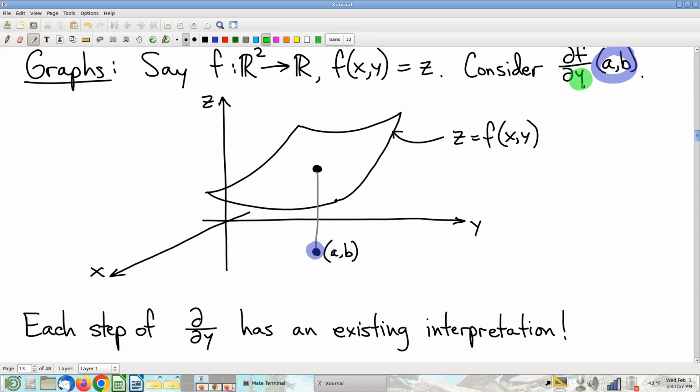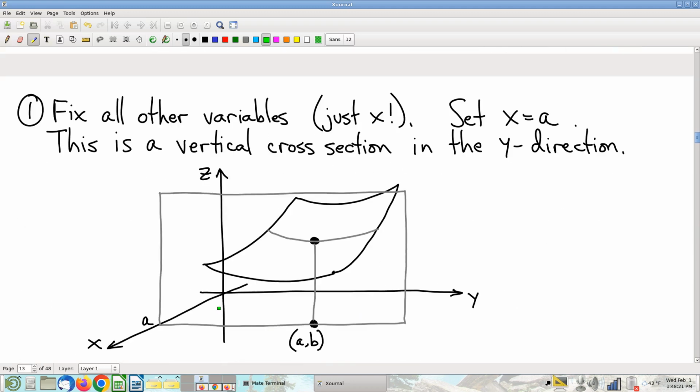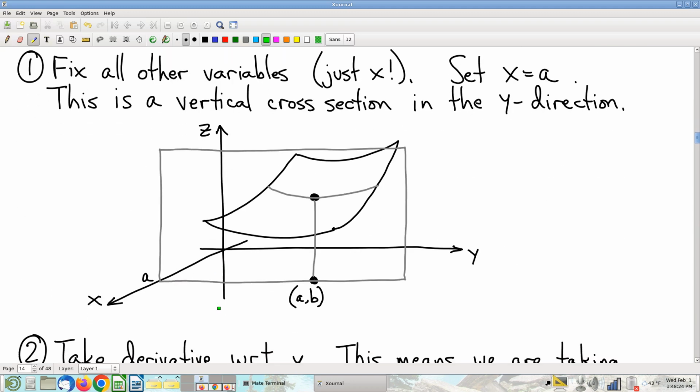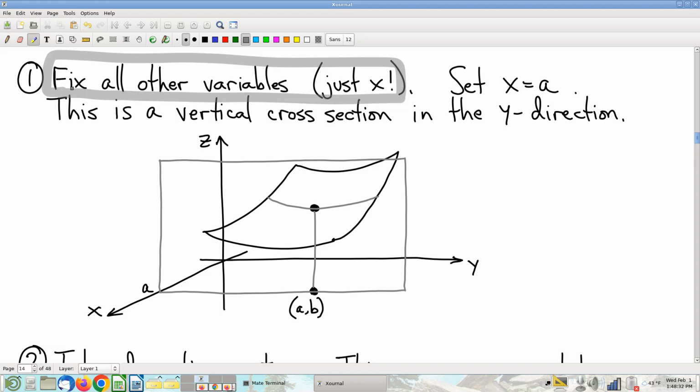All right, so what would that look like on this picture? Well, the good news is that for this construction for taking a partial derivative, each of the two steps involved in computing it has an existing geometric interpretation, and all we have to do is connect the puzzle pieces together, and the answer is going to fall into our laps. So here we go. Remember, step one in computing the y partial is to fix all of the other variables. There is only one other variable, that's x. So we're going to fix x.